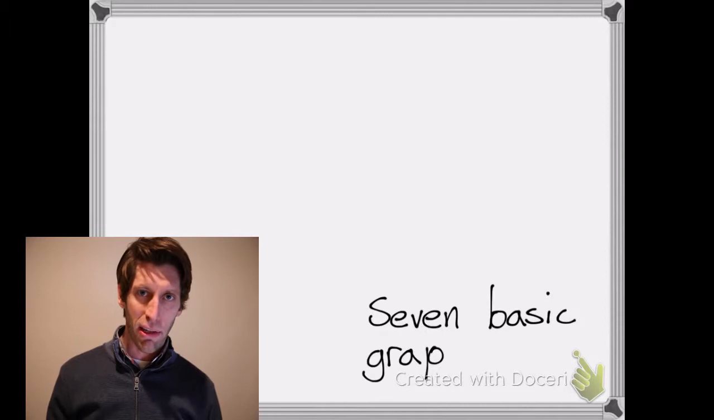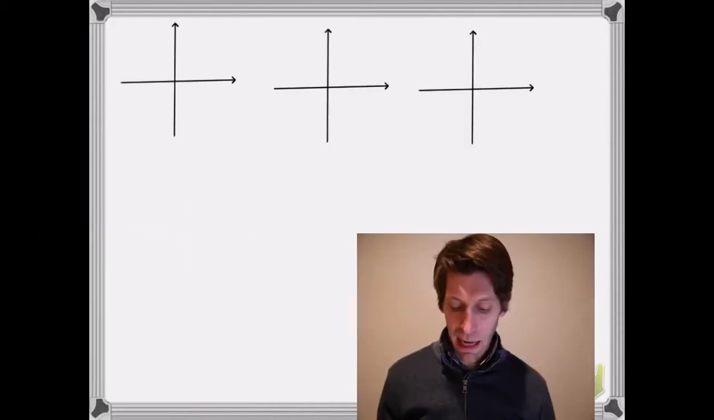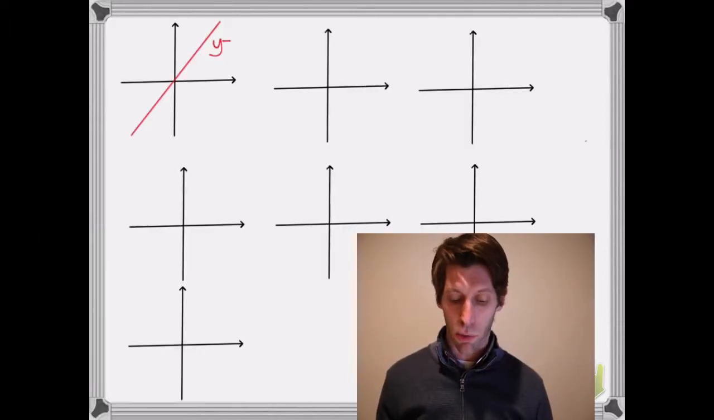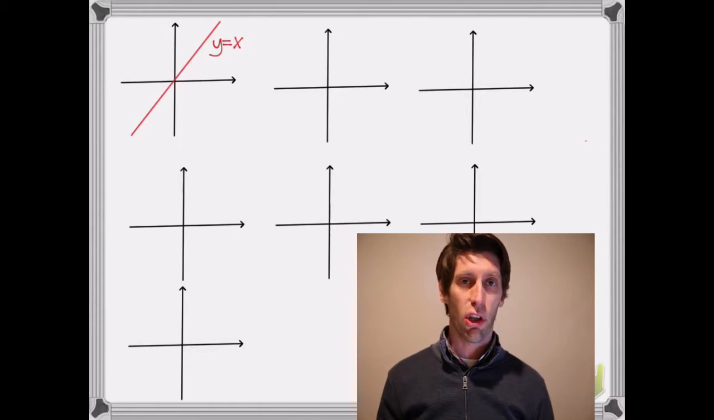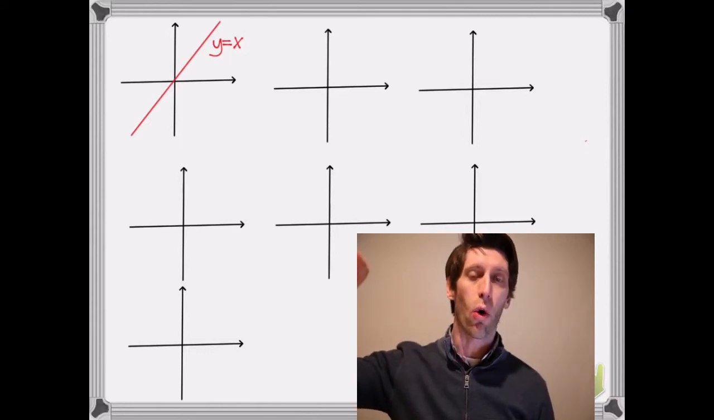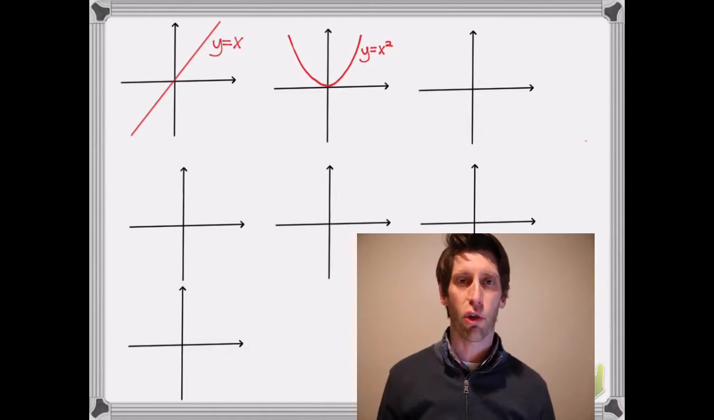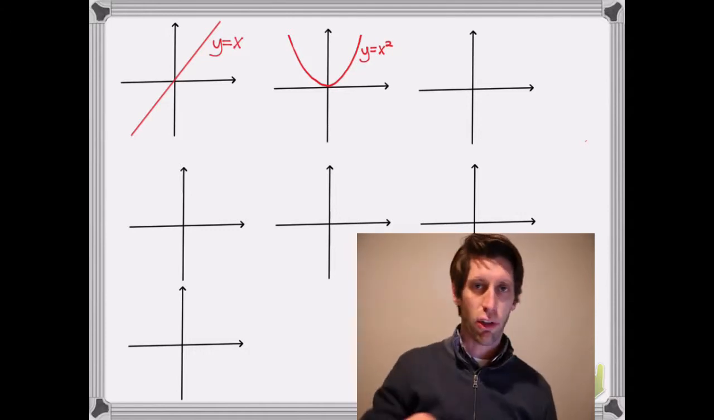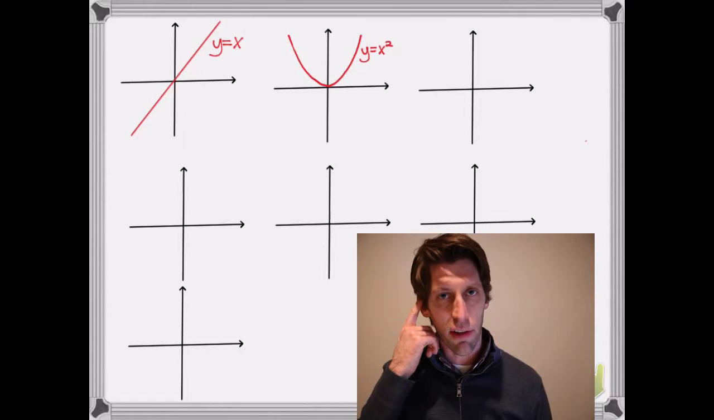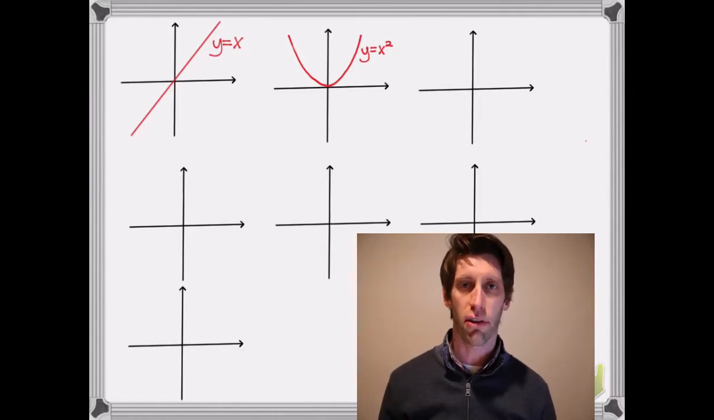So these 7 basic graphs start out with a line, namely the line y equals x. So that's the line of slope 1 that passes straight through the origin. The second graph that we're going to look at is y equals x squared. This has a U shape. It's actually called a parabola, and we'll discuss these at greater length a little bit later on in the semester.